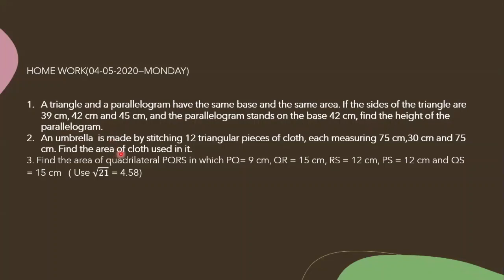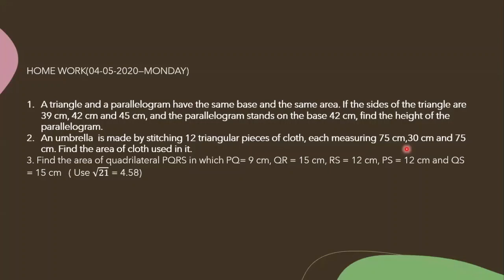Next, the second sum is the umbrella sum. Which one is the umbrella sum, children? The umbrella sum is question number 6 type. That is, an umbrella is made by stitching 12 triangular pieces of cloth, each measuring 75 centimeter, 30 centimeter, and 75 centimeter. But in the textbook, I taught for 10 triangles. Find the area of cloth used in it. Am I clear? So here, for one triangle measurement I gave 75, 30, and 75. So what type of triangle is this one? Isosceles.